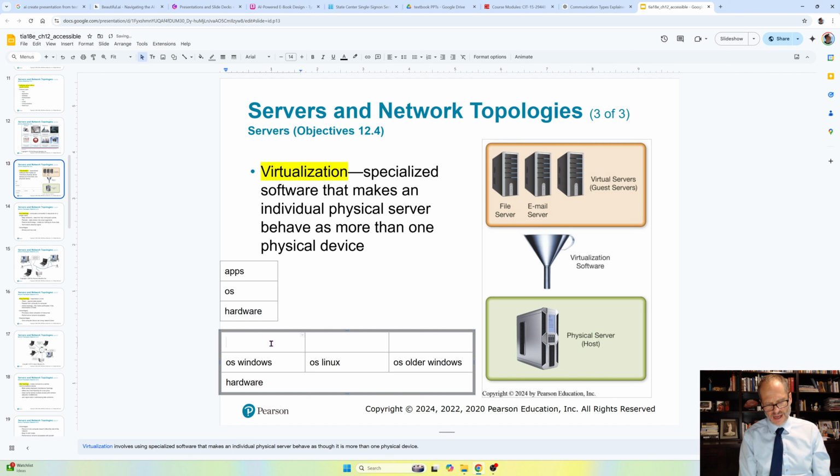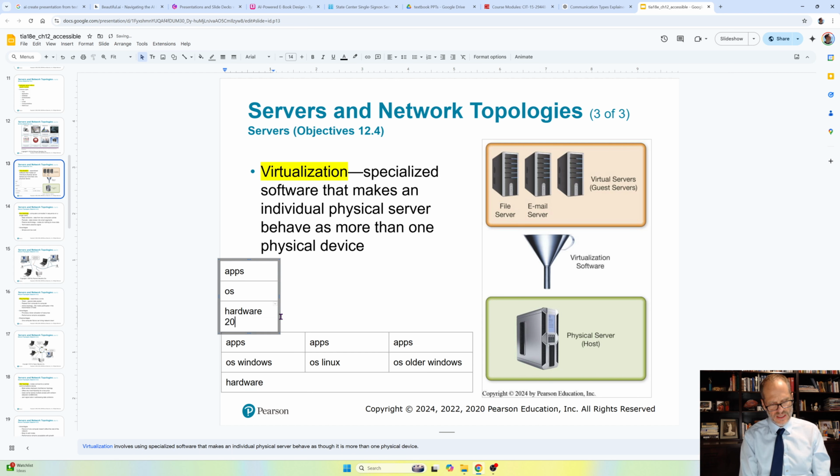And then up here we would have apps and apps and apps. And so each of these here are running on this hardware. And now we have 100%. So here only 20% of the hardware was being used. And now here we have 100% of the hardware being used because there's just more processing going on.